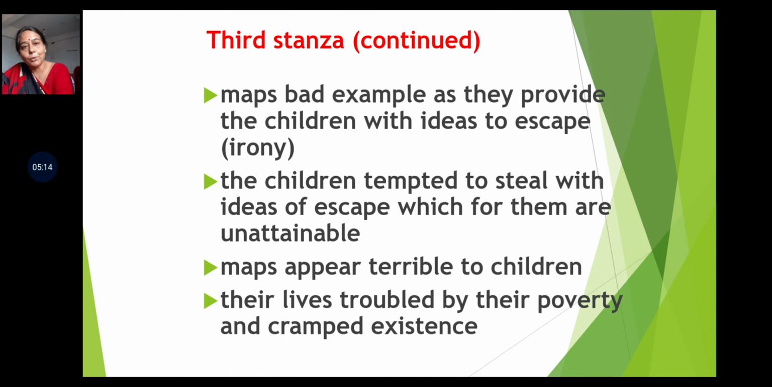So the poet says that these maps are a bad example for these children because it is tempting them to commit a crime, or to steal money and then run away to these places. The children are tempted to steal with ideas of escape which for them are unattainable. Otherwise, it is unattainable to see these places. So maps appear terrible to children.